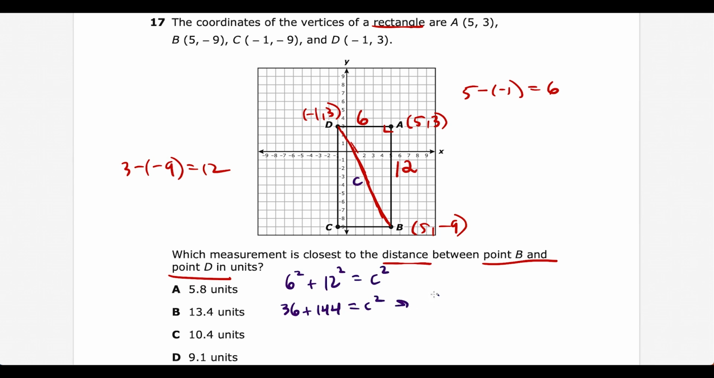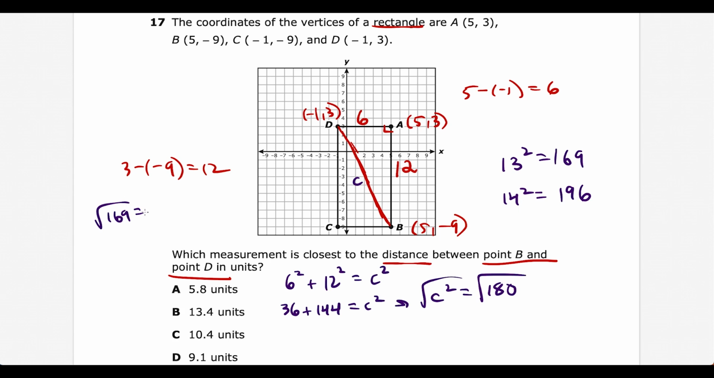And then when we work this out, we have c squared equals the sum of these two numbers, which is going to work out to 180. And now we just take the square root of this. But if we're mindful here and we know our perfect squares, just know that 13 squared is 169. 14 squared is going to work out to 196. So our value here, notice, the square root of 180 is between 169 and 196. Like I'm pointing out here, the square root of 169 is 13. The square root of 196 is 14. So our answer has to be between 13 and 14. So choice B has to be our solution.